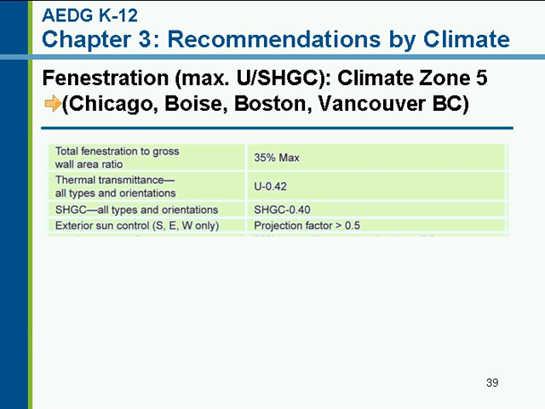When we go to climate zone 5, a little more northern tier of the continental 48, same fenestration area, 35% maximum. U factor is now even lower here, 0.42. But the solar heat gain coefficient is higher now. It's up to 0.40. So as you start to get to the northern climates, heating starts to become a little more of an issue. Cooling is not as much of an issue, and so the requirements are relaxed a little bit here for that.